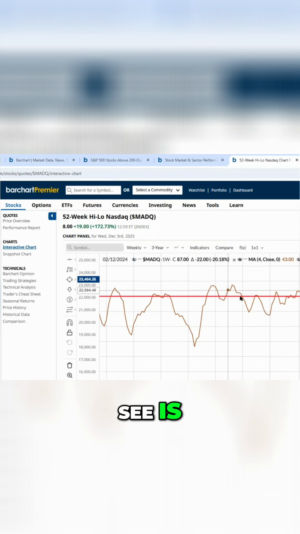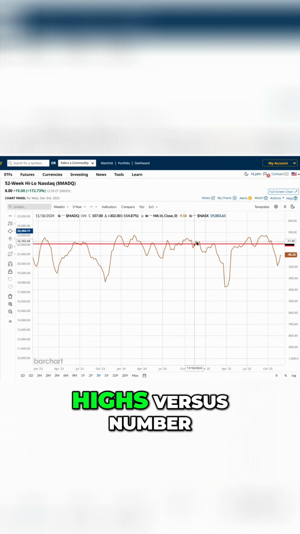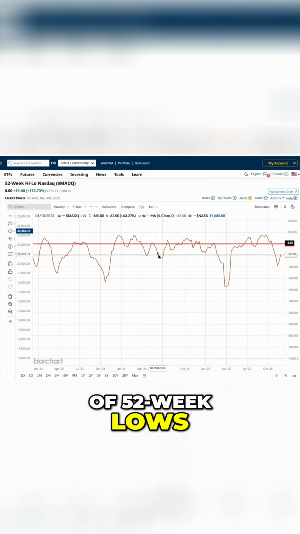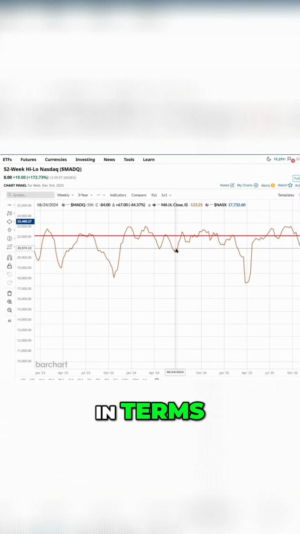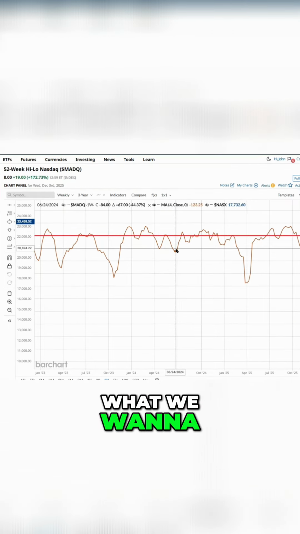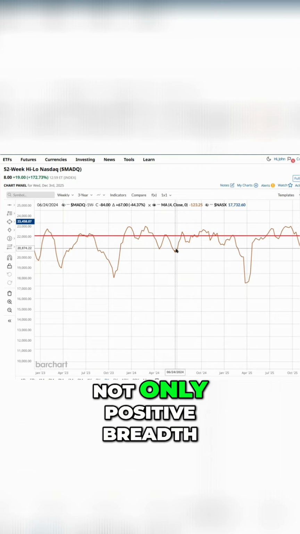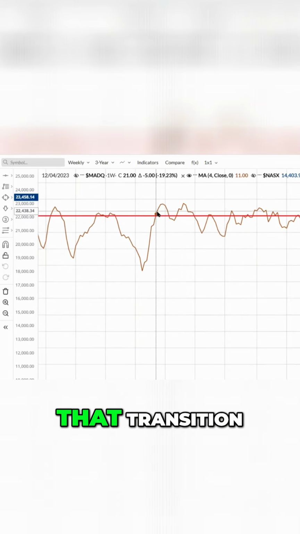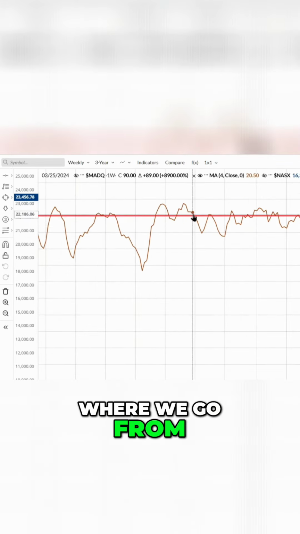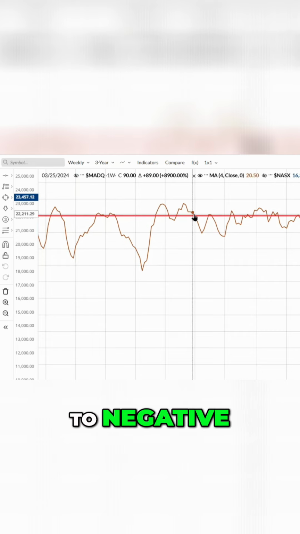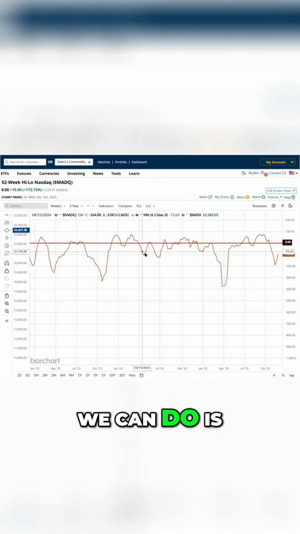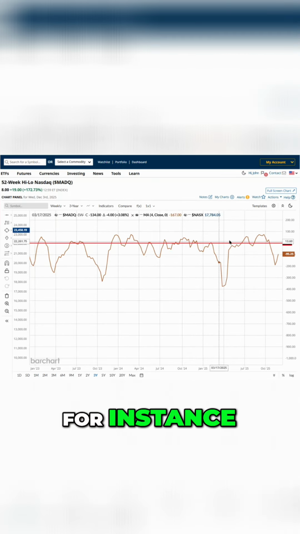We can see the number of new 52-week highs versus the number of 52-week lows. That balance in terms of breadth. And again, what we want to look for is not only positive breadth, but that transition where we go from positive to negative.